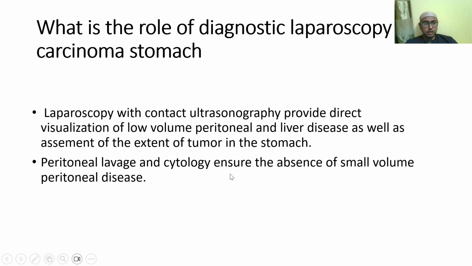Okay, so peritoneal lavage and cytology ensure the absence of small volume peritoneal disease. So peritoneal seeding, it seems that tumor spreads three ways: hematogenous metastasis, lymphatic route, and the direct seeding of the body cavity. So any metastatic seedlings or direct metastasis can be seen by the laparoscopy.